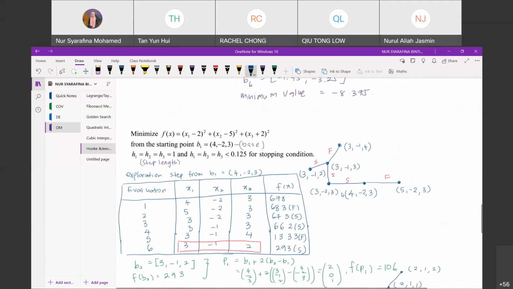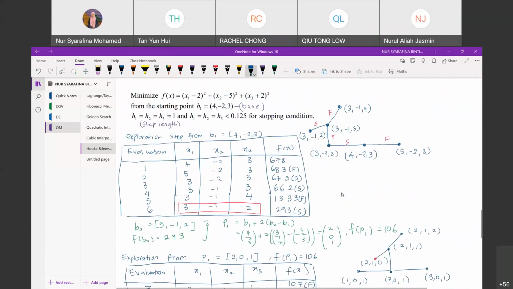All right, are we clear for this method? Anyone has question before we proceed with the next method? No question, all good. Okay, good. Okay, take your time to understand first.